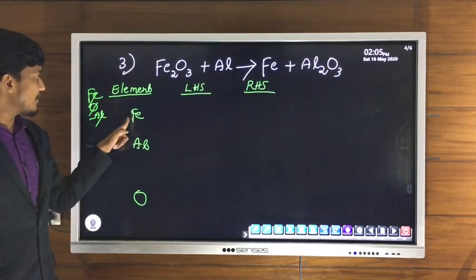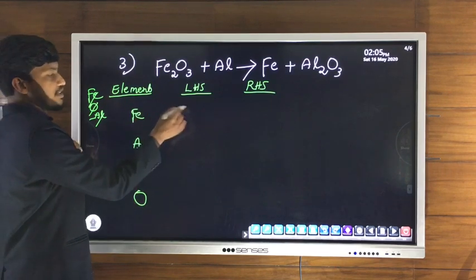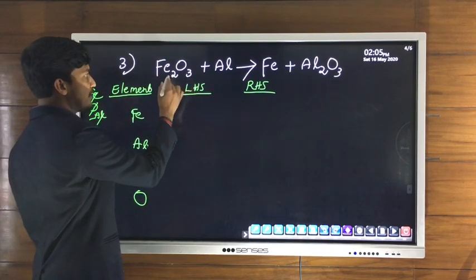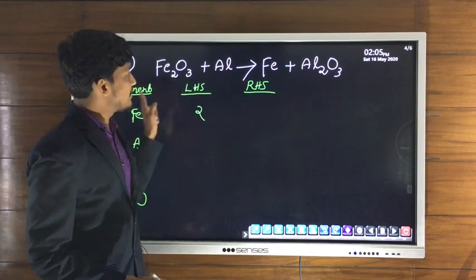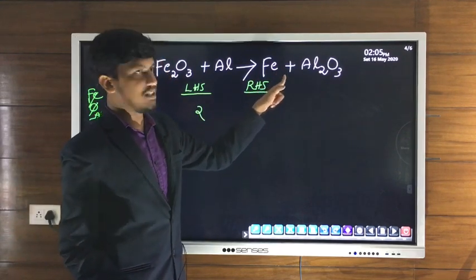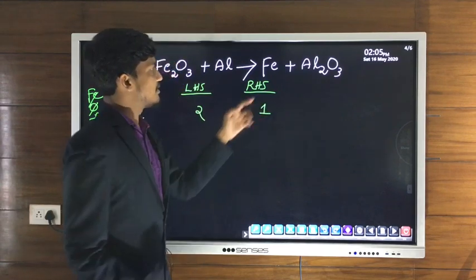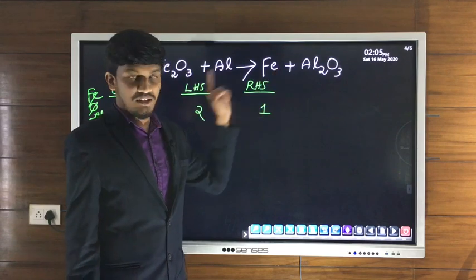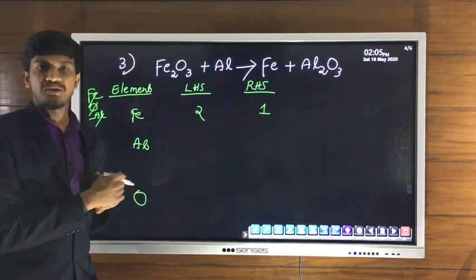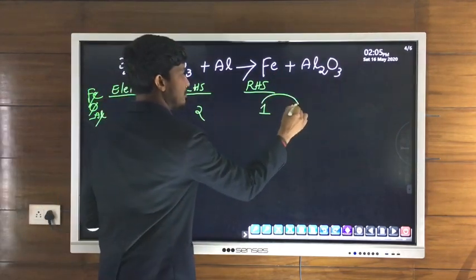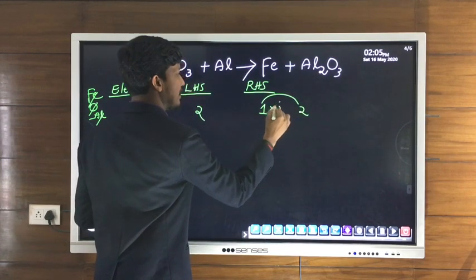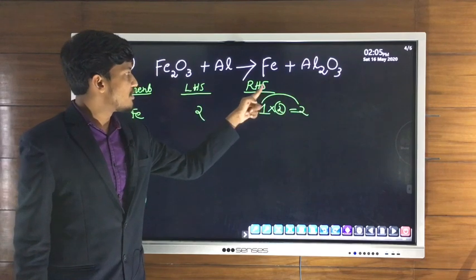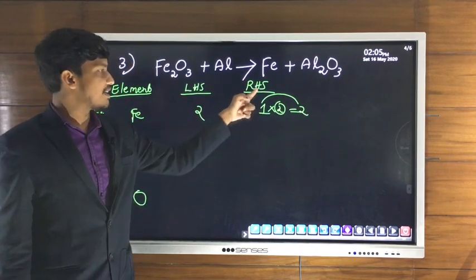First of all, Fe, we will count the number of Fe atoms. Number of Fe on the LHS, 2. Fe2O3. From Fe2O3, how many? Fe2. Right side, Fe1. Iron 1. Fe is only in the one product, so Fe1. 2 on the LHS. So how can we equalize? We can change 1 into 2, multiplied by 2. Multiplied by 2 means the coefficient of Fe on the RHS should be 2.